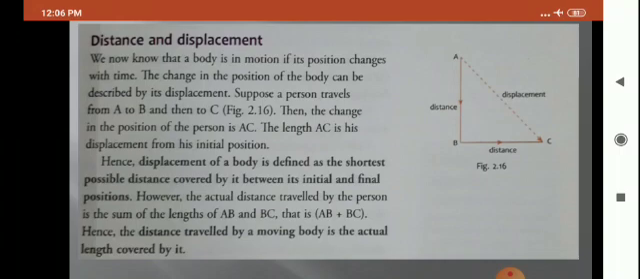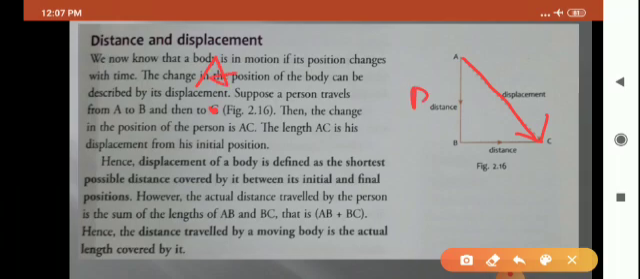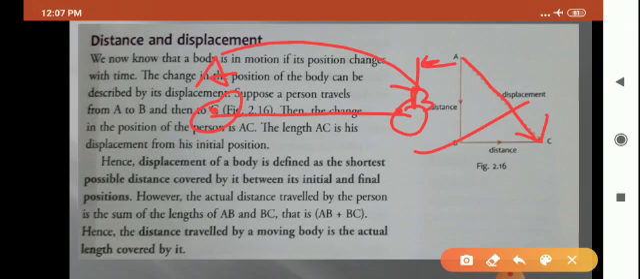Now one more thing, that displacement of an object or a body is always in the form of a straight line. Displacement always takes place in a straight line. Suppose this is point A. This is point B. So if a person is moving from point A to point B, it means the person is moving in a fixed direction.